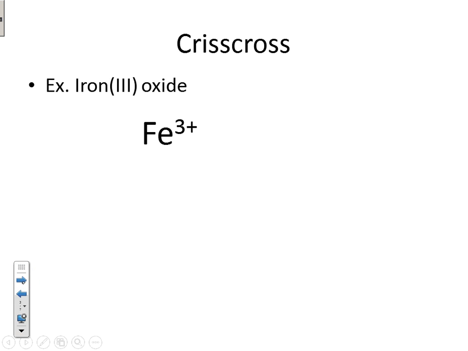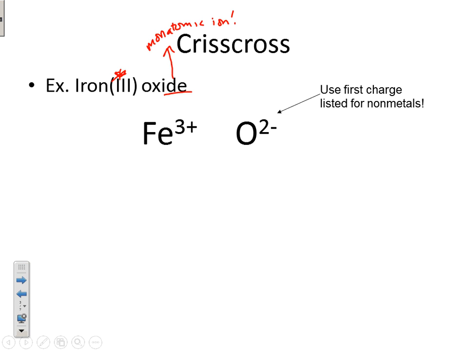The first thing we want to do is write the symbol for each of the ions. Iron 3 is Fe, and its charge is +3, because that's what the Roman numeral means. The Roman numeral is telling me the charge. Oxide, what's that? If it ends in -ide, that's a massive sign that it's a monatomic ion. That's a massive tip-off. So it's just oxygen, and we know it's -2 because we use the first charge listed on the reference table. Notice I'm not going straight to the formula. I'm writing out the individual ions. That's really crucial.